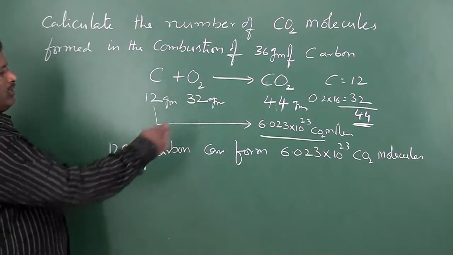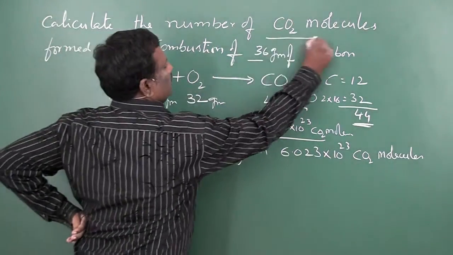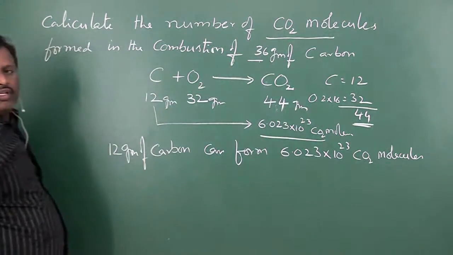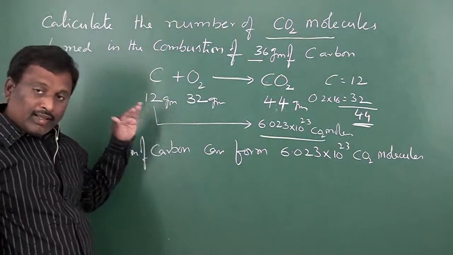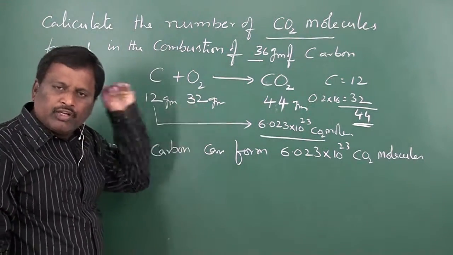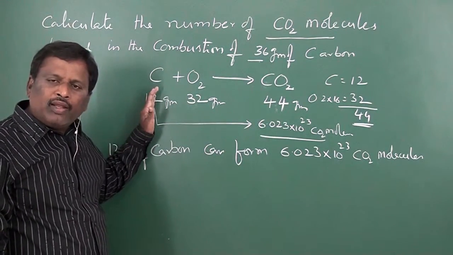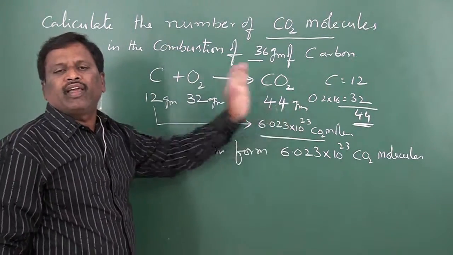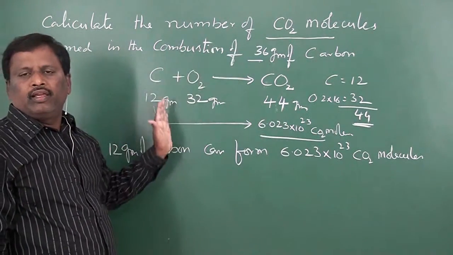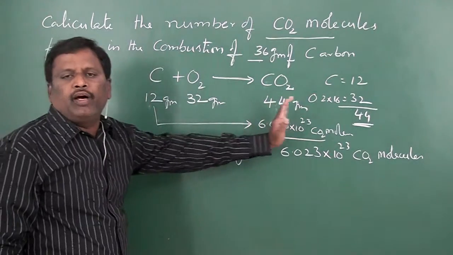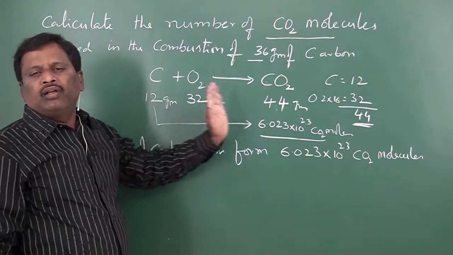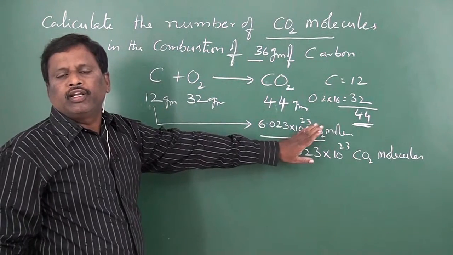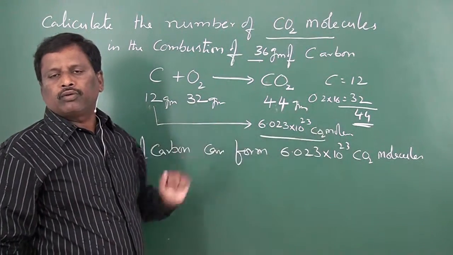Now what are they asking? The number of CO2 molecules that can be formed from 36 grams. So according to the balanced chemical equation, what is the relation between the weight of carbon and the number of molecules of carbon dioxide? Because they are comparing the mass of carbon with the number of molecules of CO2. 12 grams of carbon can form 6.023 into 10 to the power 23 CO2 molecules.